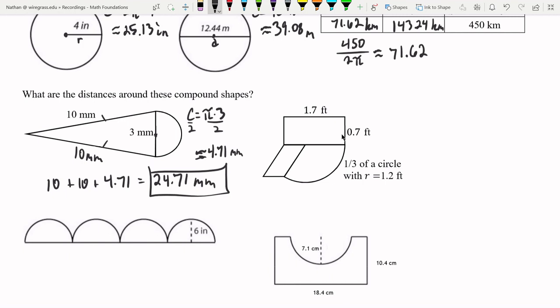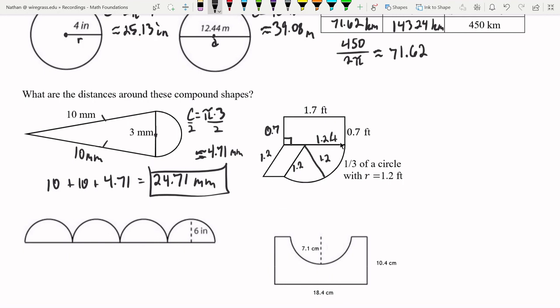Okay, for this one, again, we're going to make some assumptions. This looks like a rectangle, 90 degrees there. So this is going to be 0.7 feet. We are told that this is 1/3 of a circle, and that this radius here is 1.2 feet. Well, if this is the radius, that means this is actually also the radius. This is also 1.2 feet. That's not necessarily helpful, but this portion is helpful. This is 1.2 feet there. And this is a parallelogram, which means opposite sides are equal. If this is 1.2 feet, this here is also 1.2 feet.